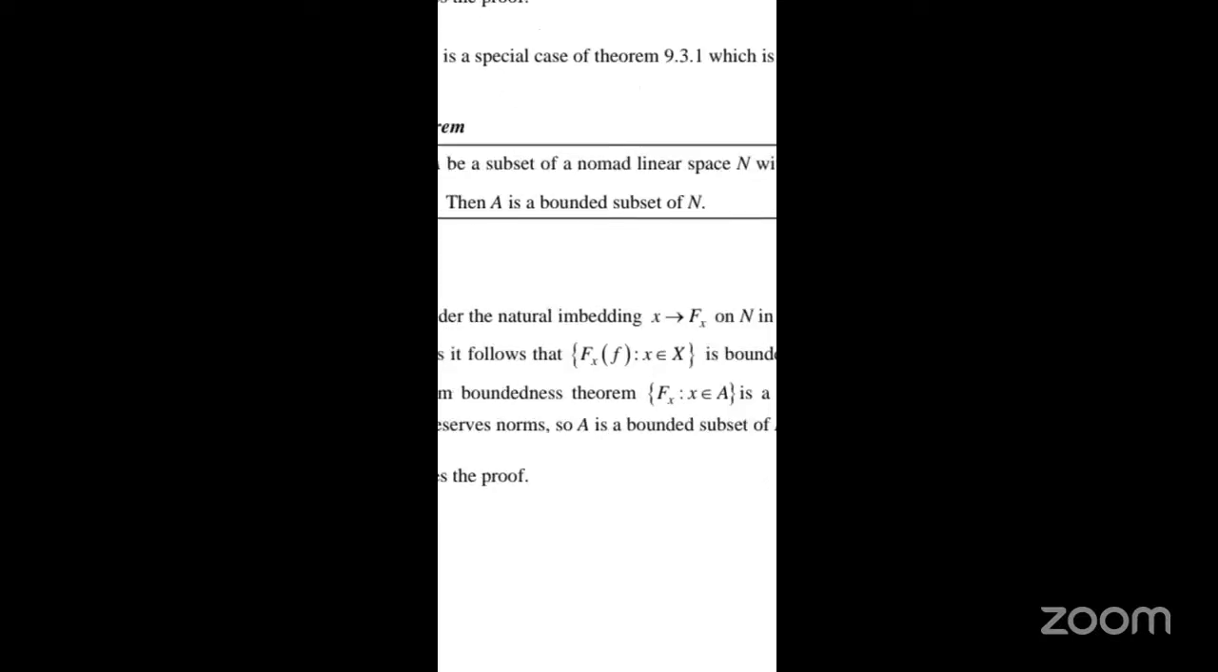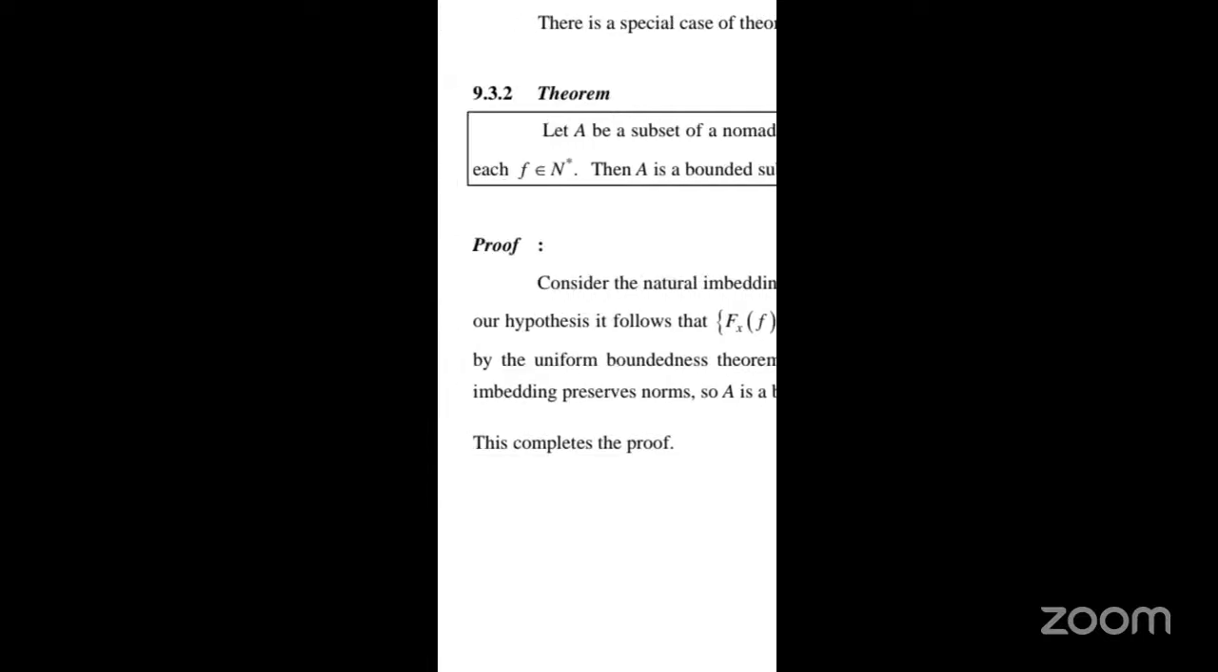Let capital A be a subset of a normed linear space N with the property that the set of f of x, such that x belongs to A, is bounded for each f belongs to N star. Then A is a bounded subset of N. Now this theorem is also just something you have to see and refer to.